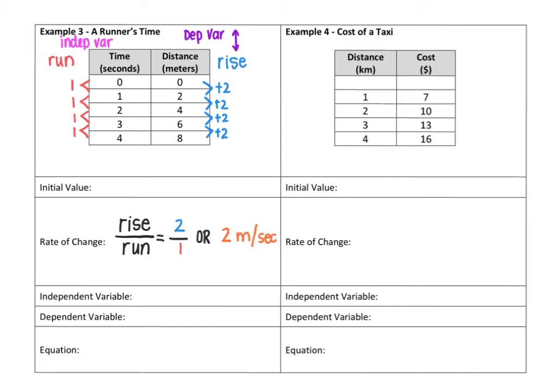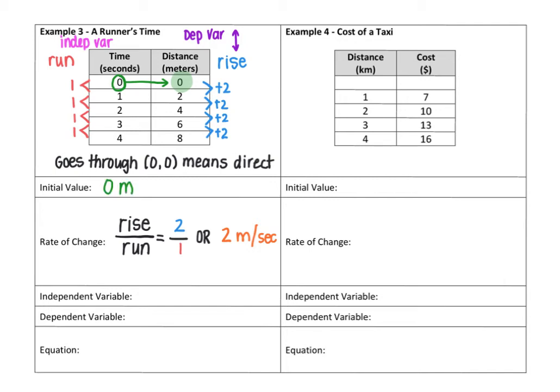To find our initial value, we just need to find 0 within our independent variable column in order to find out what's next to it. In this case, we have 0, 0 in the table of values, so we know that the line will go through the origin, or it will be a direct variation, so the initial value must therefore be 0.